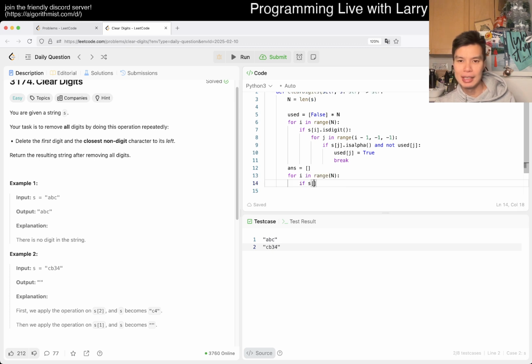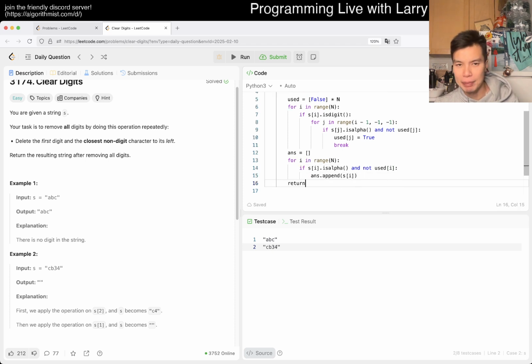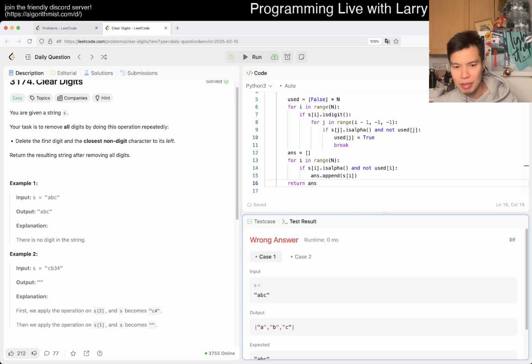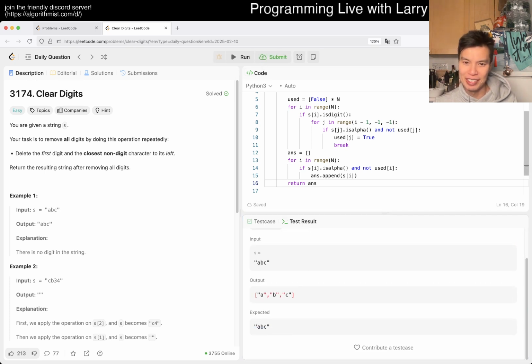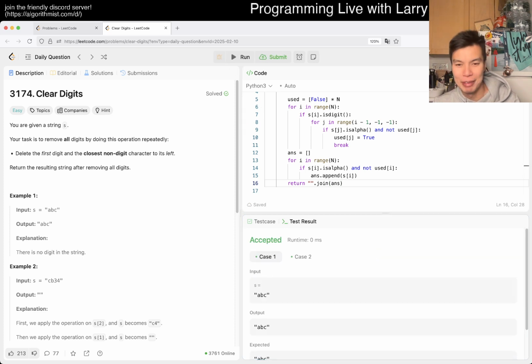If s of i is alpha and used or is not used, then answer that append s of i, and we are good, right? I forgot to convert it to a string. Okay. I was like, how can I mess this up? I mean, I can mess this up. I feel like I've made a lot of things up, right?